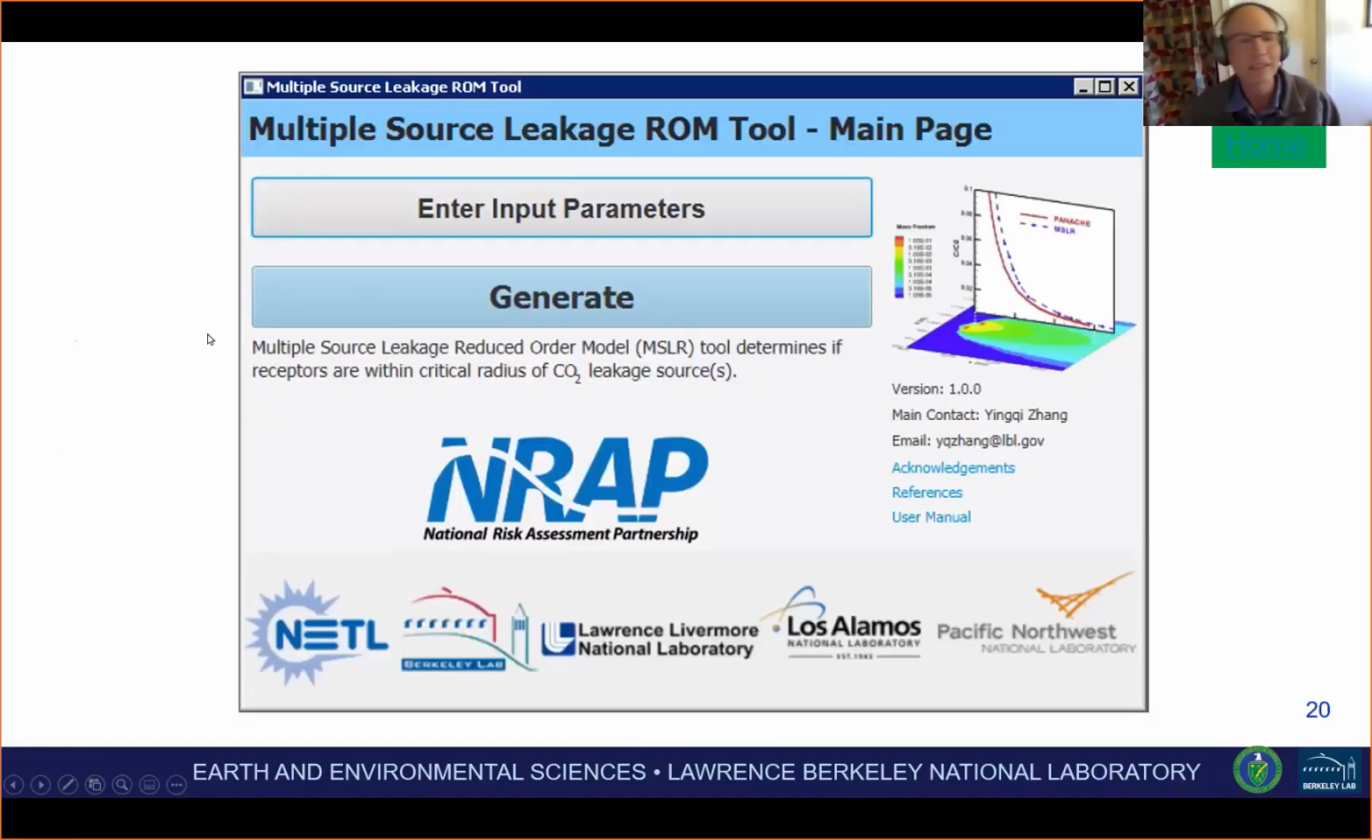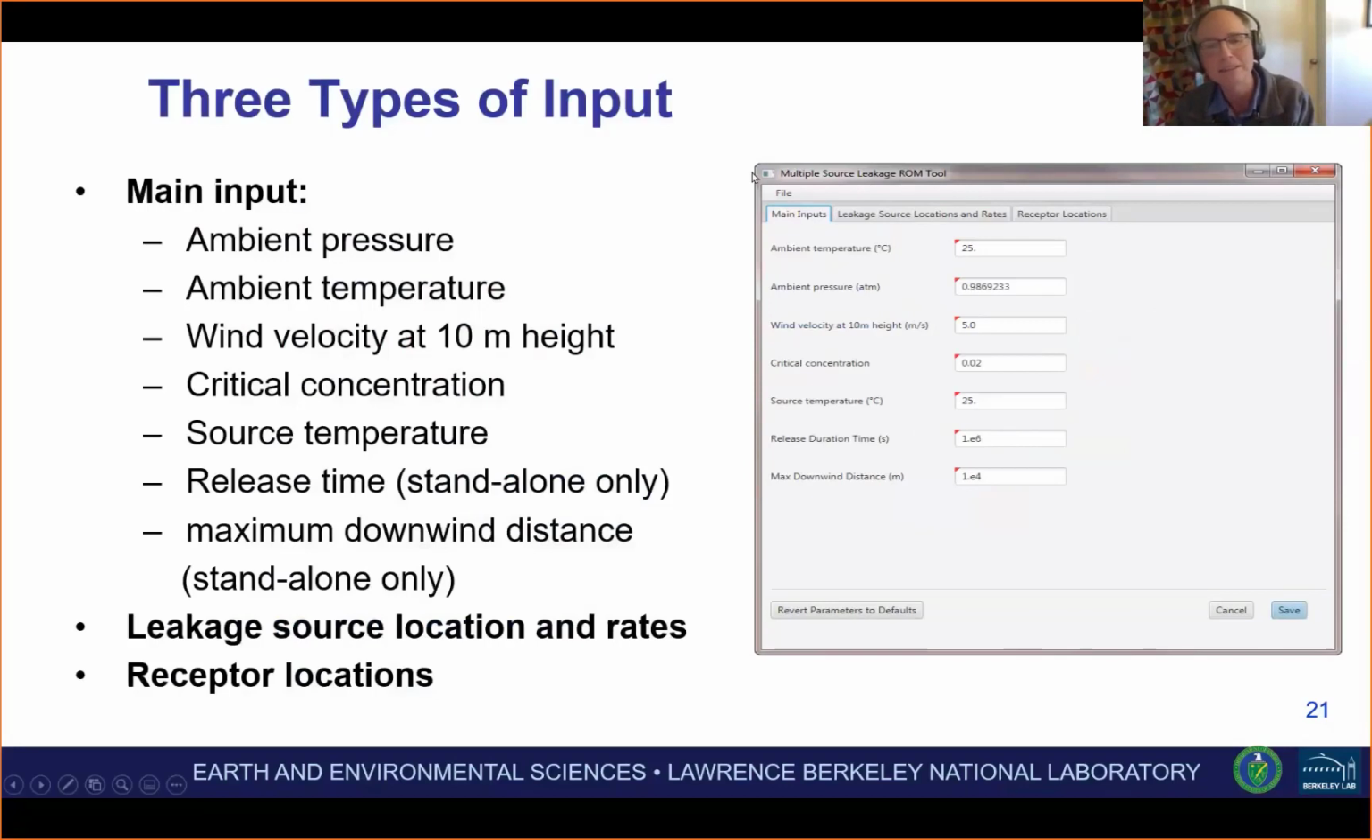And so very conveniently for NRAP, Yingxi and I worked on this to develop the multi-source leakage ROM. And what Yingxi did was to basically encode the nomograph into Fortran, and that got made into the MSLR. Now, she and I did a little more because you notice it's a multiple source, so we put in a little bit of logic so that we could handle multiple sources rather than just one source.